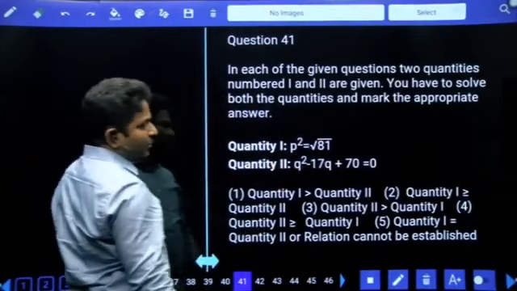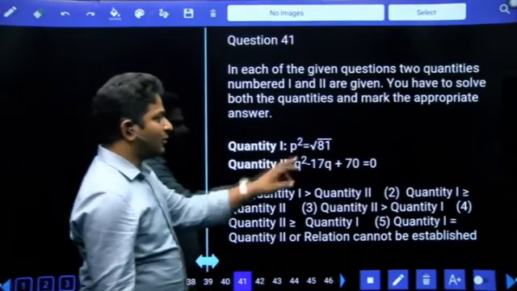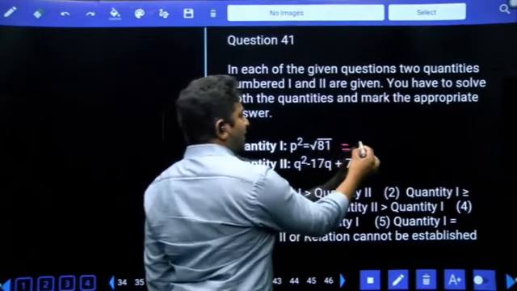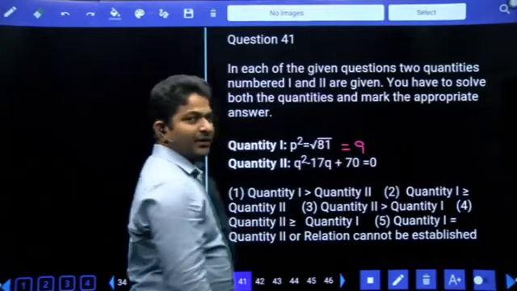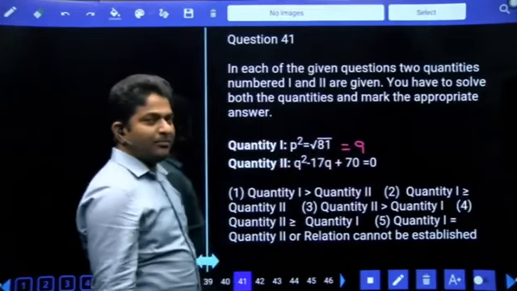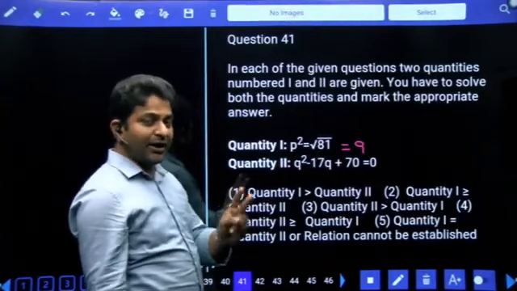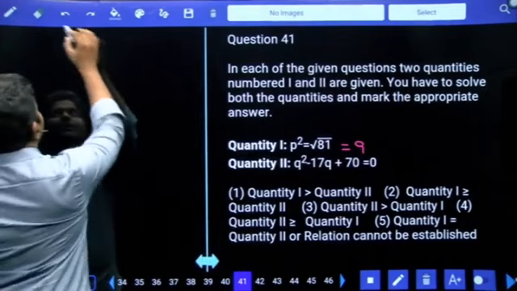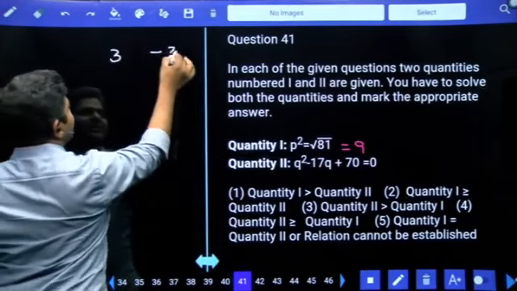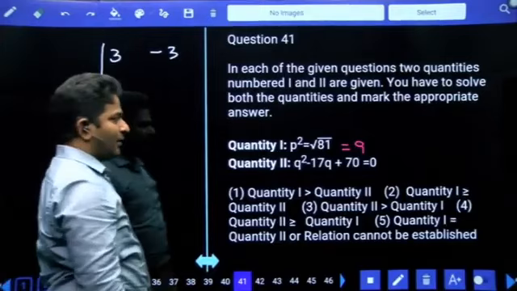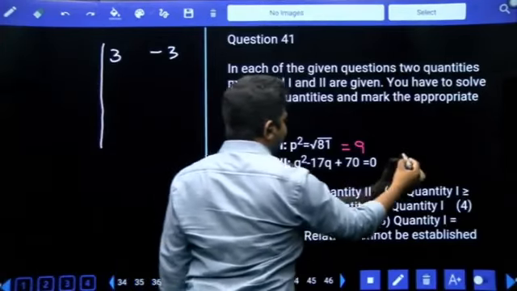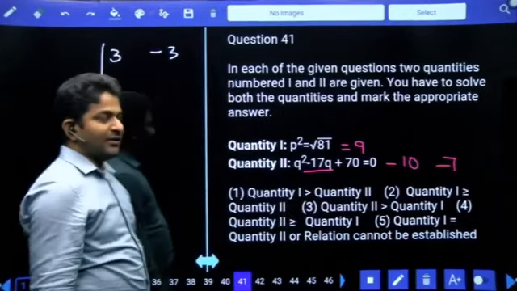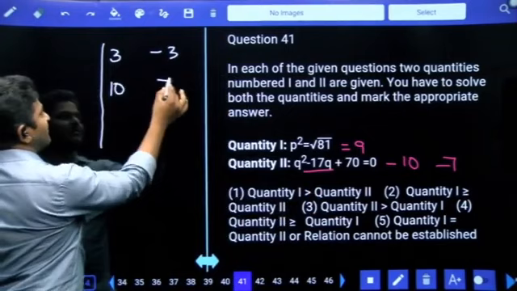P square is equal to under root of 81. Root value can never be negative. So root 81 is equal to 9. If P square is equal to 9, P will have both positive and negative values. 9 can be written as plus 3 square, or it can even be written as minus 3 square also. Next, 70 can be written as 10 into 7, or minus 10 into minus 7, that is minus 17. Then factors are plus 10, plus 7.